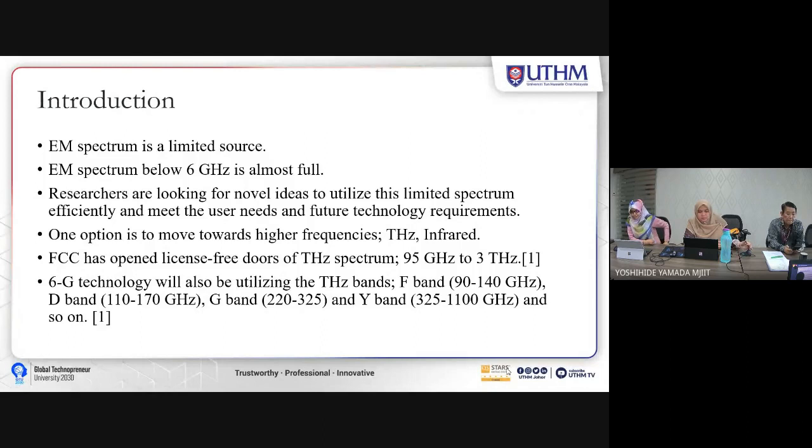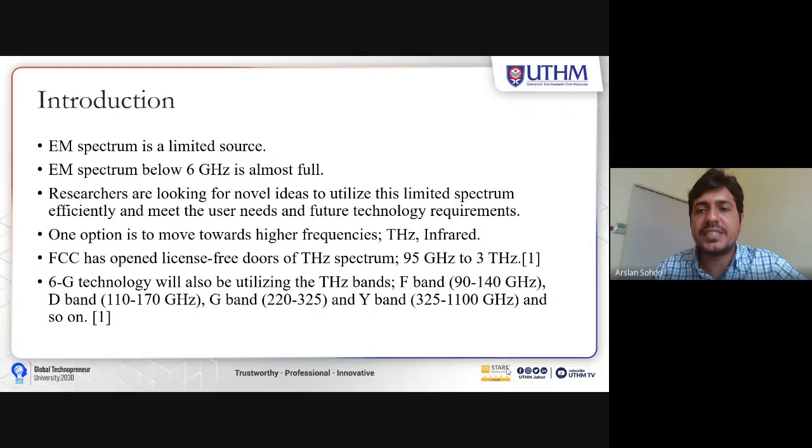We have an option to move toward higher frequencies, such as radar frequencies and infrared frequencies. Also, recently, the FCC has opened the free license for the terahertz spectrum for testing purposes, from 95 gigahertz to 3 terahertz. Also, 6G will be utilizing the terahertz spectrum, such as F band, D band, G band, Y band, et cetera. There are a number of bands proposed for 6G communication.